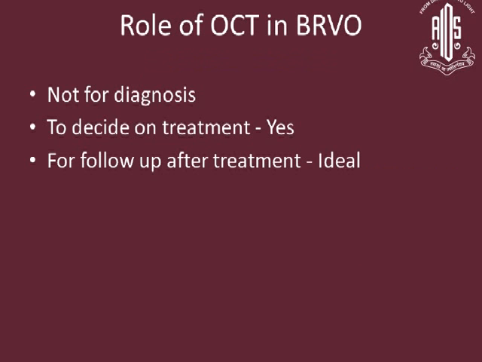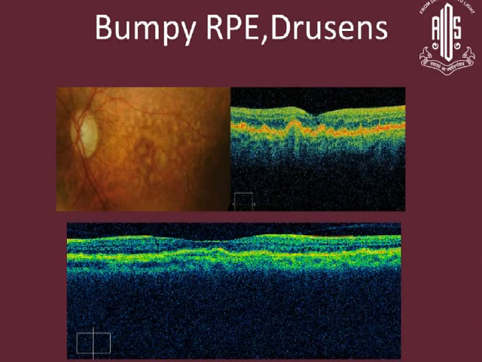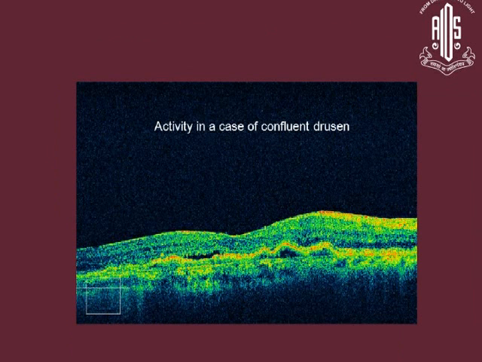So in BRVO, it's not for diagnosis, but definitely to decide on the treatment, and for follow-up after treatment it is very ideal. And OCT in ARMD has got a lot of roles. We can identify the components of the age-related macular changes, and the RPE, as we know, appears undulating. The RPE layer is irregular, undulating. These are drusen, and activity can be picked up with the presence of an SRF.